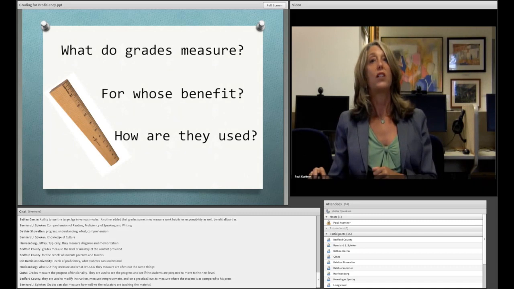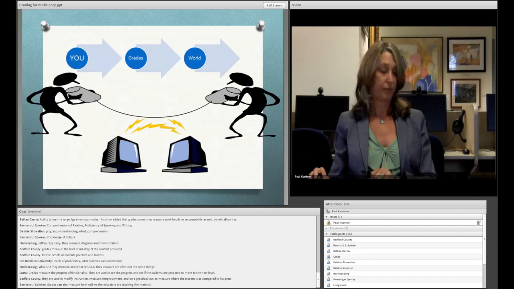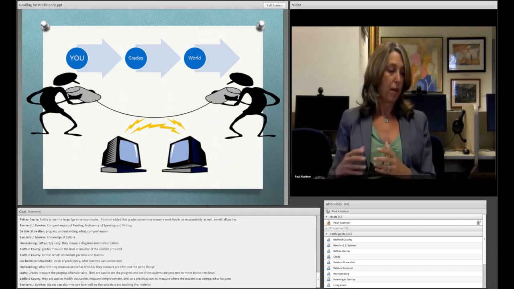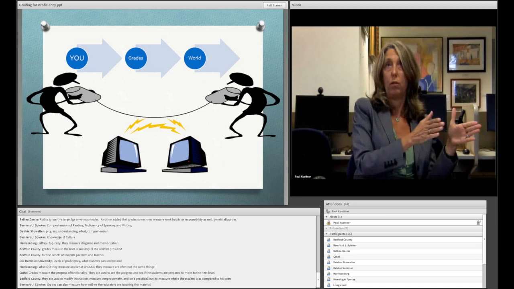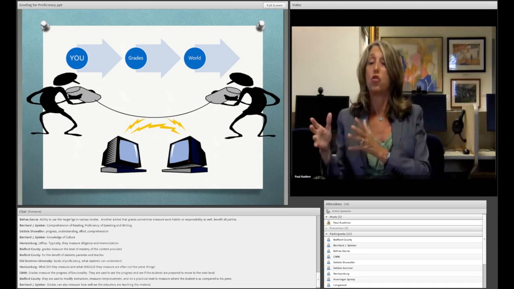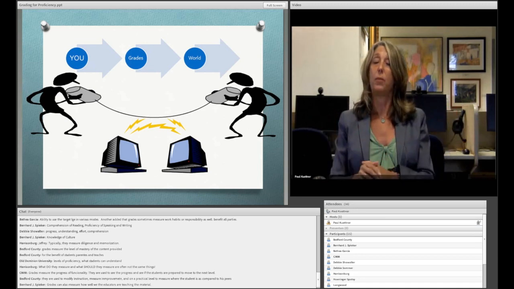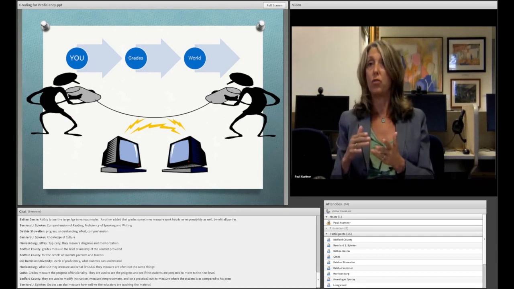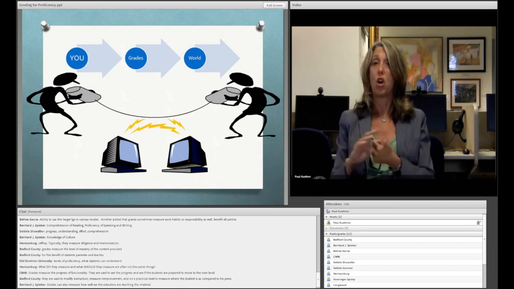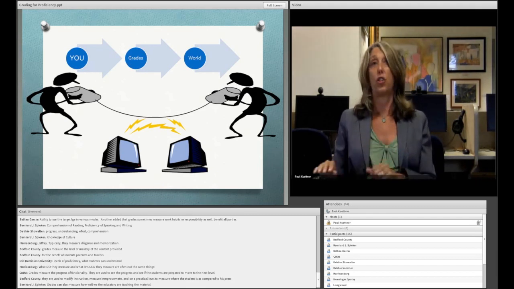Yes, grades can also measure how well we, the educators, are teaching the material. So it's my belief system that your grades are the primary mode of communication between you and the world. So in a K through 12 environment, that's going to be all those stakeholders. So it's administrators, teachers, students, maybe your peers, your department chair, parents, and maybe the larger community.